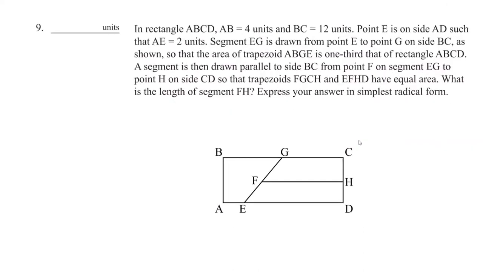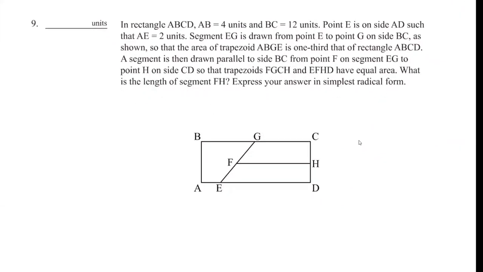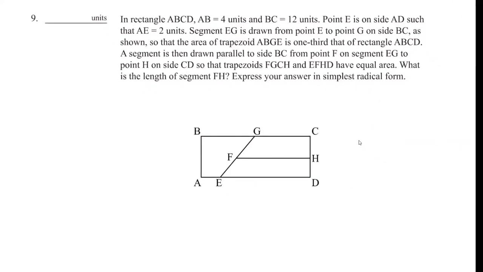So this is number 9 on the same test, which was maybe challenging looking. So we are given AB as 4. Let's go ahead and write that. And BC is 12. So I'm going to write 12 for BC. Okay. And AE is 2. That is given as 2. And segment EG is given, just connecting 2 points on BC and AD.